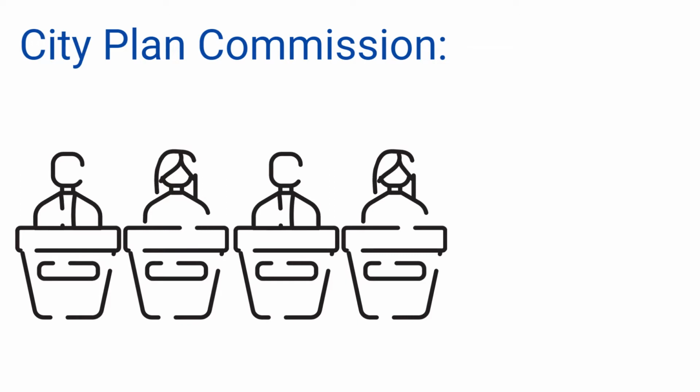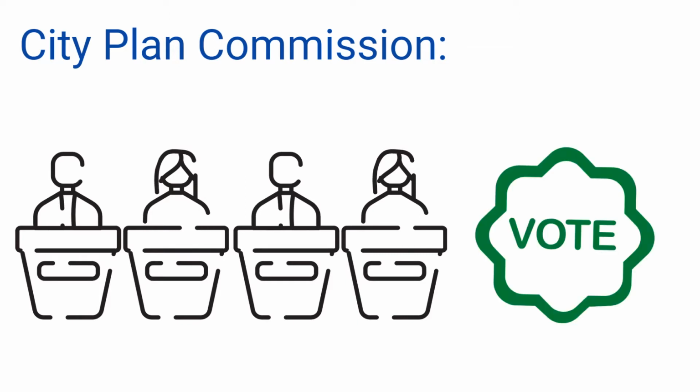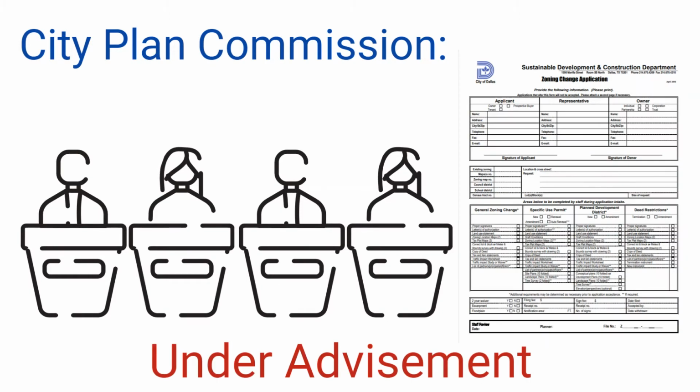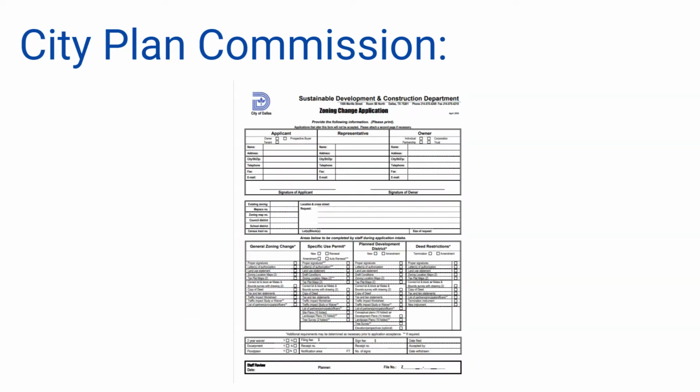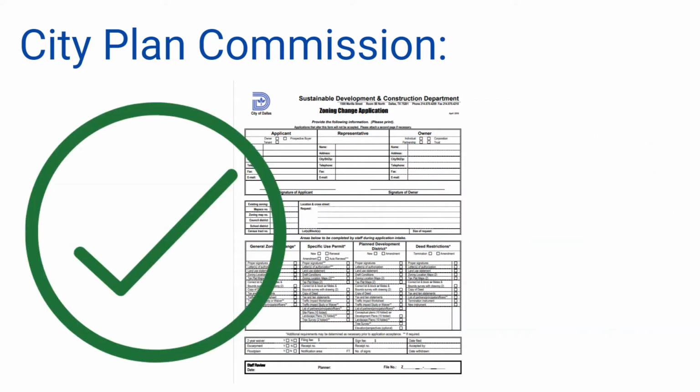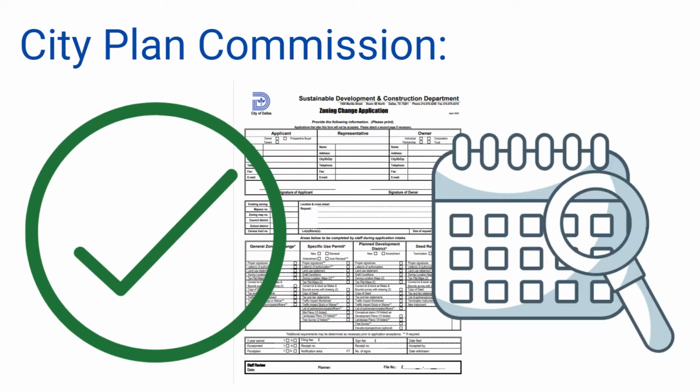Then the City Plan Commission, appointed by elected city leaders, will cast a vote. The City Plan Commission can put an application under advisement. Sometimes this is done to give time for the community to meet with the zoning applicant. Or the City Plan Commission can vote to approve or deny the application. If the application is approved, it is forwarded to the Dallas City Council for a vote on a different day.